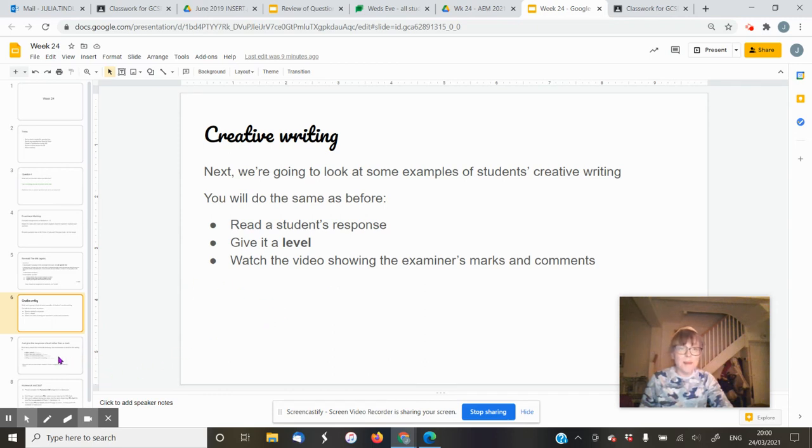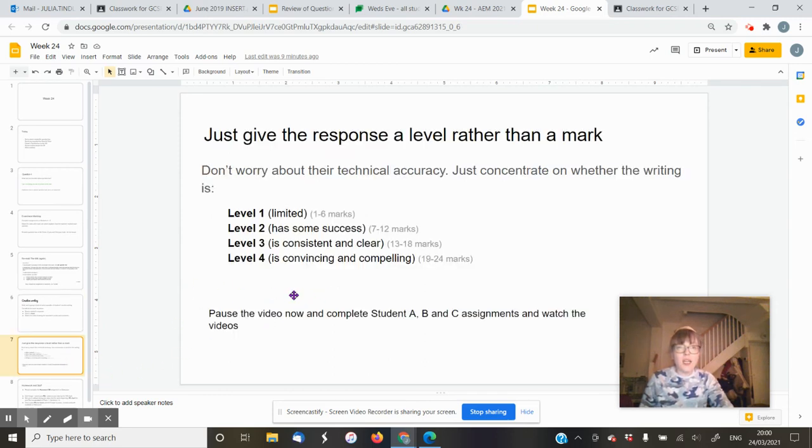So by levels, what I mean is we're just thinking about the content part of their creative writing. We're not worrying too much about their technical accuracy. So just concentrate on whether the writing is. So if you think it is limited, then you're going to give it level 1. If you think it's got some success, then it's level 2. If you think it's clear, it's consistent, and it's a clear piece of writing, then it's level 3. And if you think it's really convincing and really compelling and interesting and you want to carry on reading it, then that is level 4.